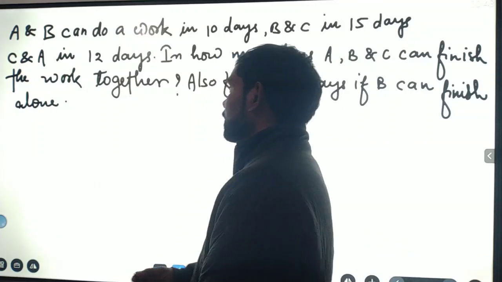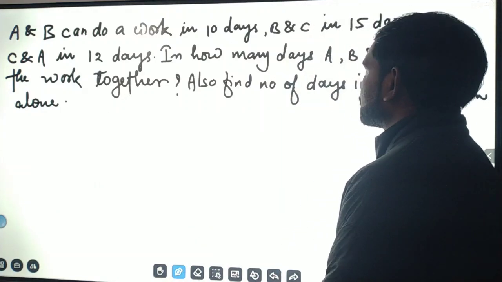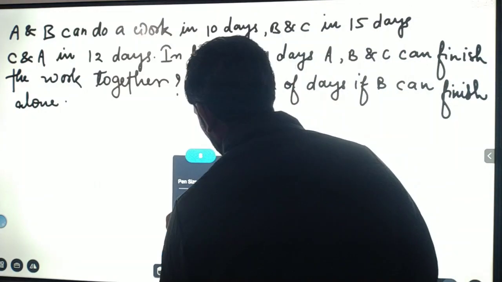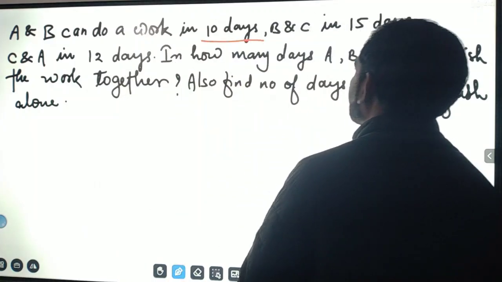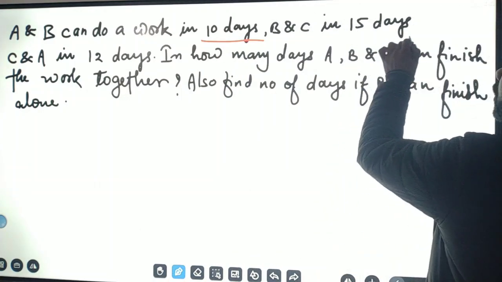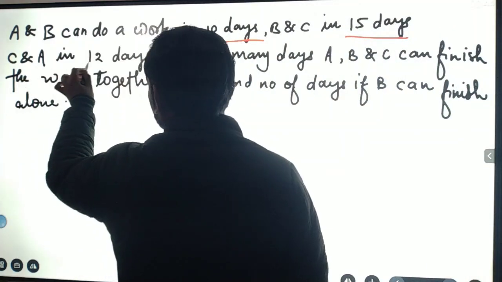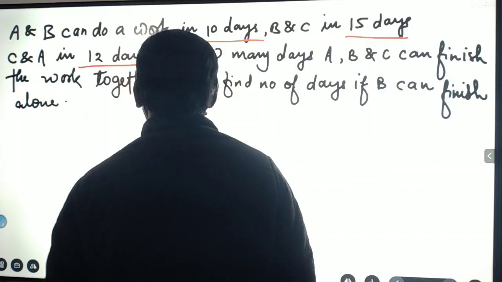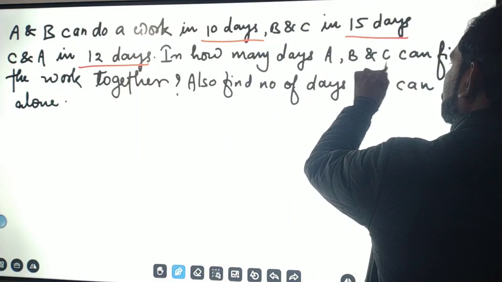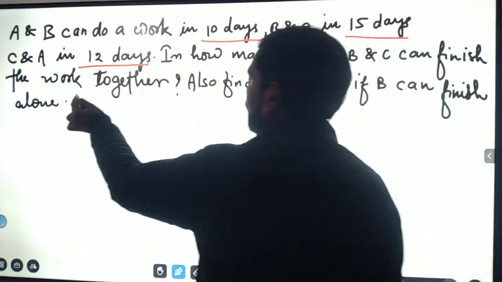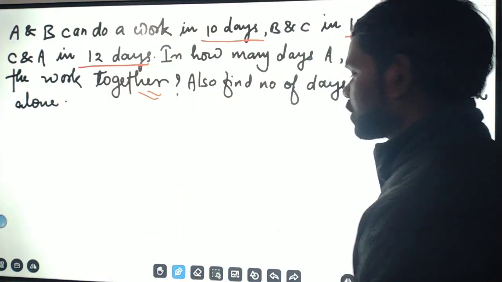So the question is, A and B can complete the work in 10 days. B and C can complete the work in 15 days. And C and A can complete the work in 12 days. In how many days can A, B and C finish the job together? This is the first part of the question.